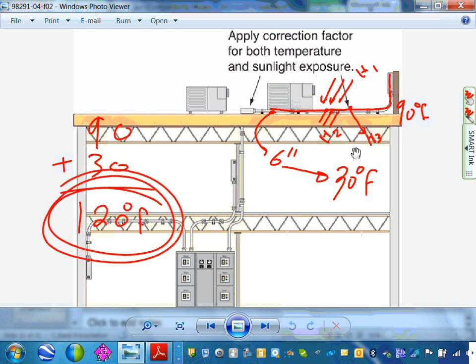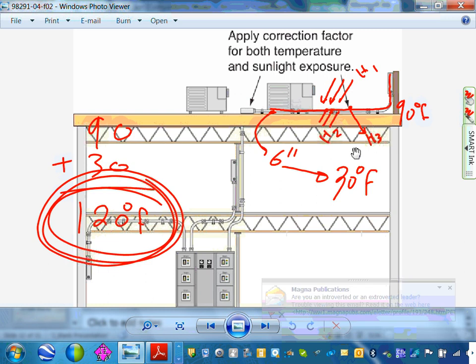Now when I derate, I have to derate based on what? When I derate, instead of derating based on 90, I have to derate based on what? 120. Based on 120. That's what this table is all about.